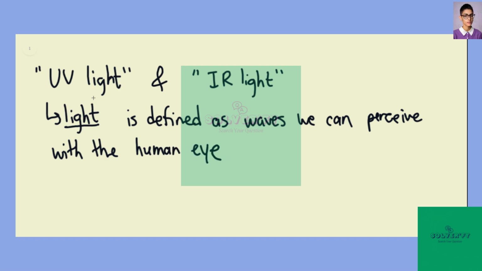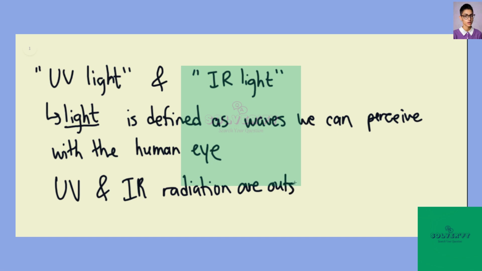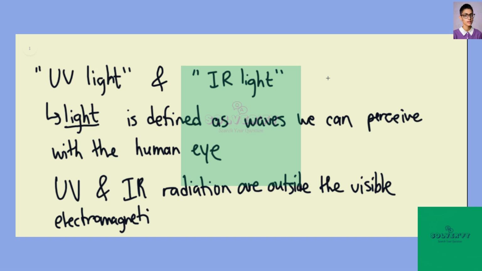Now again, UV light, or in this sense, UV and infrared radiation, are outside the visible electromagnetic spectrum. So essentially, these are misleading names because you can't see UV radiation and you can't see infrared radiation because, again, they're outside of the visible electromagnetic spectrum.